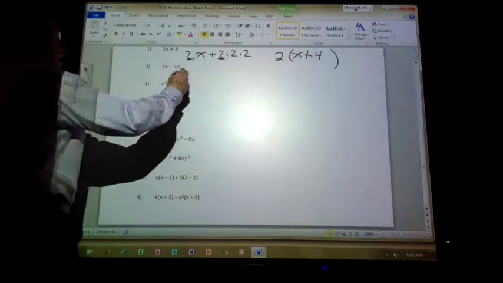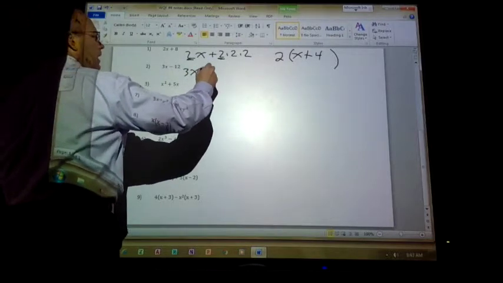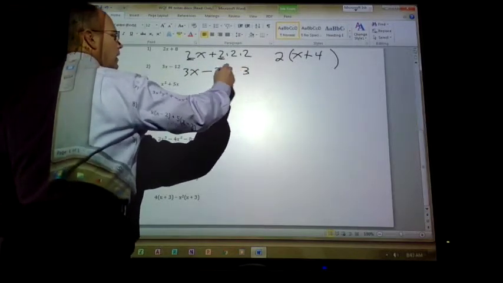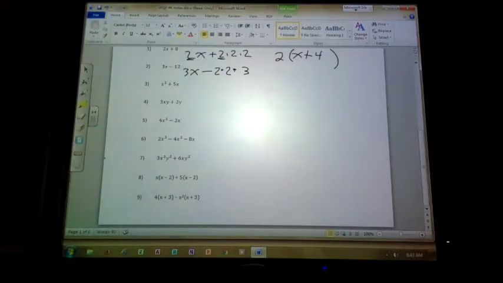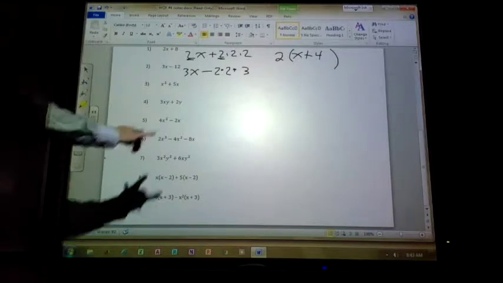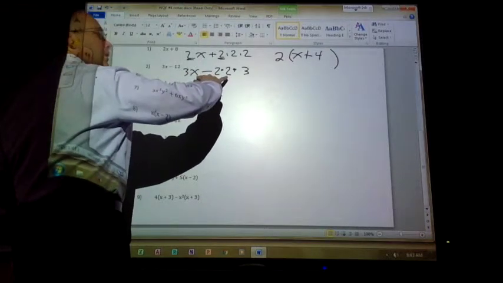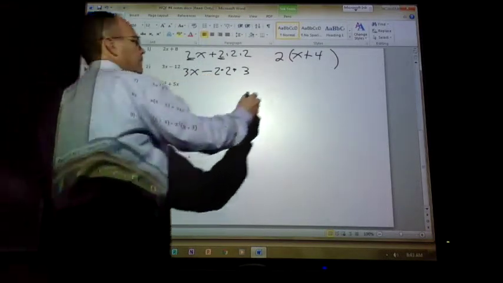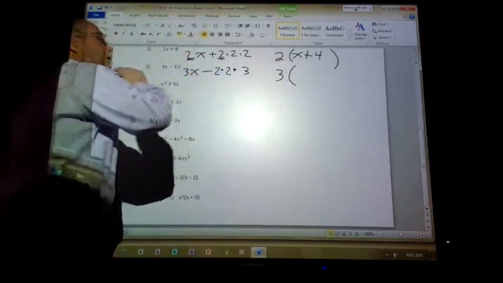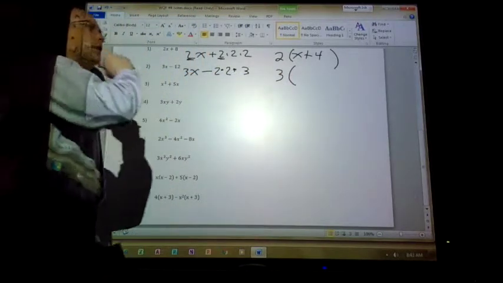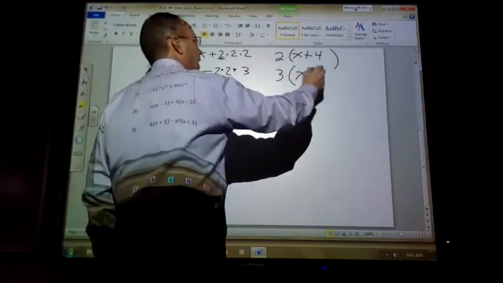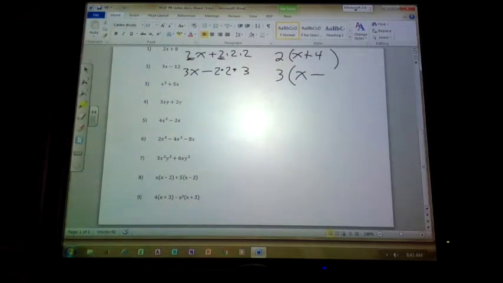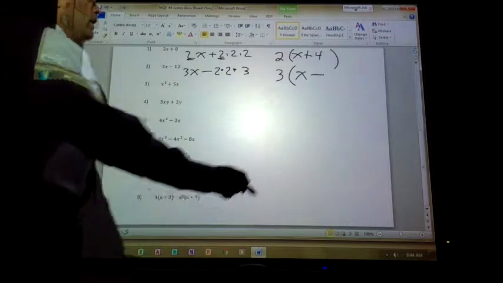Problem number 2. I have a 3x minus 2 times 2 times 3. Two times 2 is 4 times 3 is 12. Okay, what do I have in common between the two of these? 3. If I factor a 3 out of 3x, what do I have left? x. The minus needs to come along for the ride. What do I have left if I factor 3 out of 2, 2, 3? 4, which is 2 and 2. You agree?